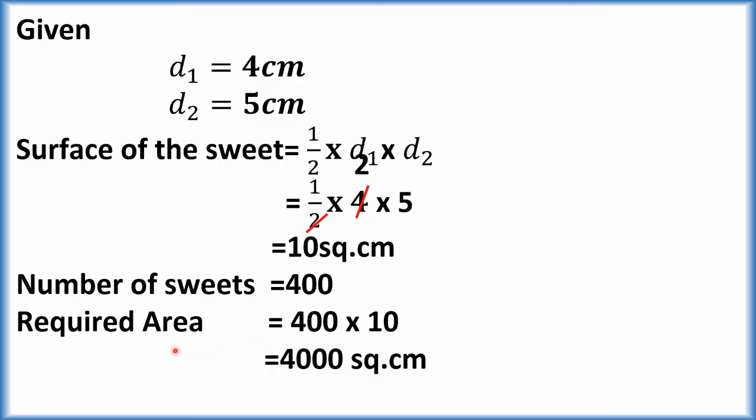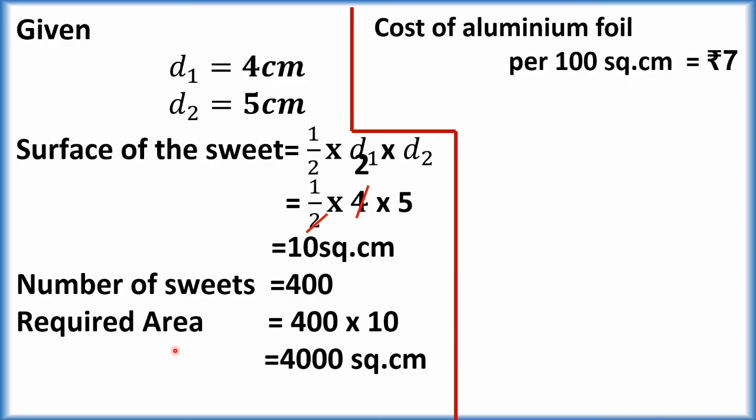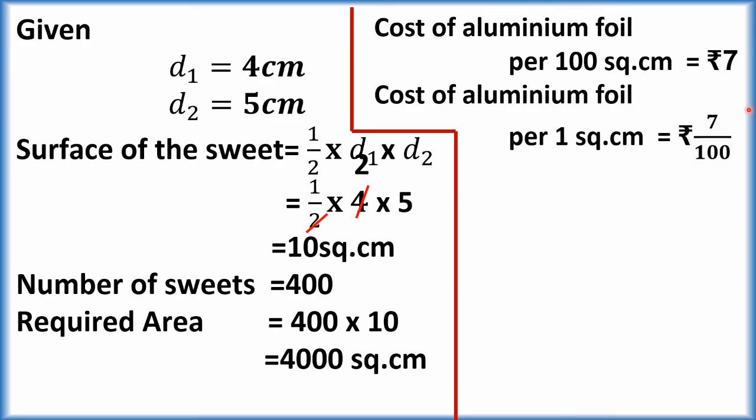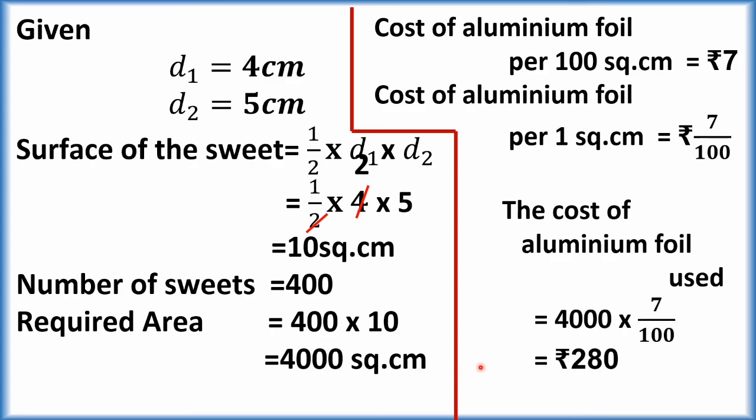Next we need to find the cost. Given cost of aluminium foil per 100 square centimeter is rupees 7. So what is the cost for 1 square centimeter? 7 by 100. We need to find the cost for 4000 square centimeter. So the cost of aluminium foil used equal to 4000 into 7 by 100. After crossing these two zeros, we get the answer as 280. So the cost equal to 280 rupees.